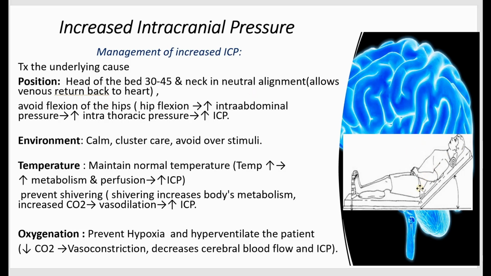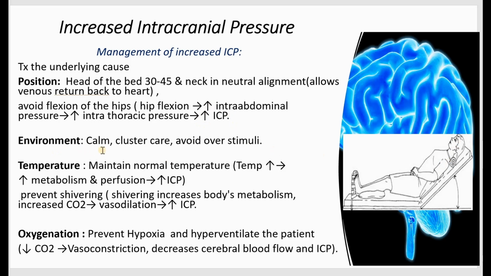Avoid flexion of the hip. When you flex the hip, the intra-abdominal pressure increases, which further increases intrathoracic pressure. So when there is increased intrathoracic pressure, blood return or venous return to the heart decreases. As a result, ICP increases.